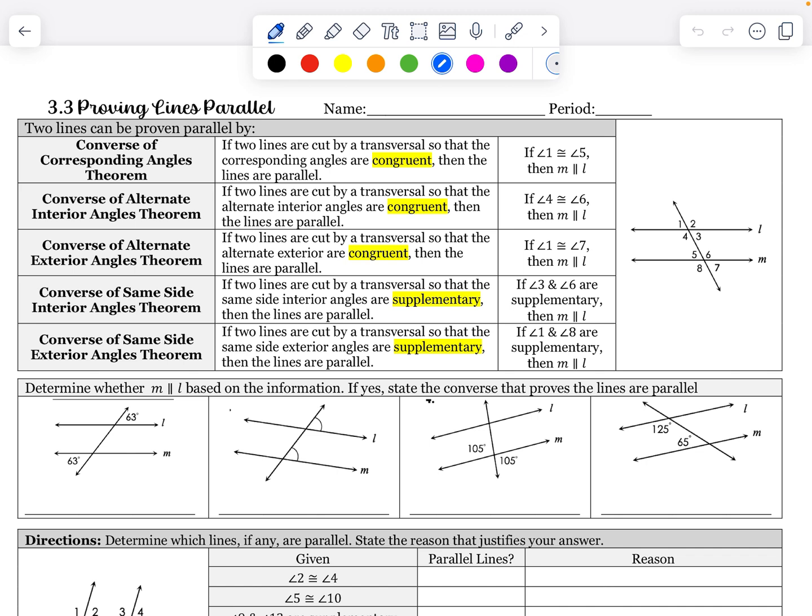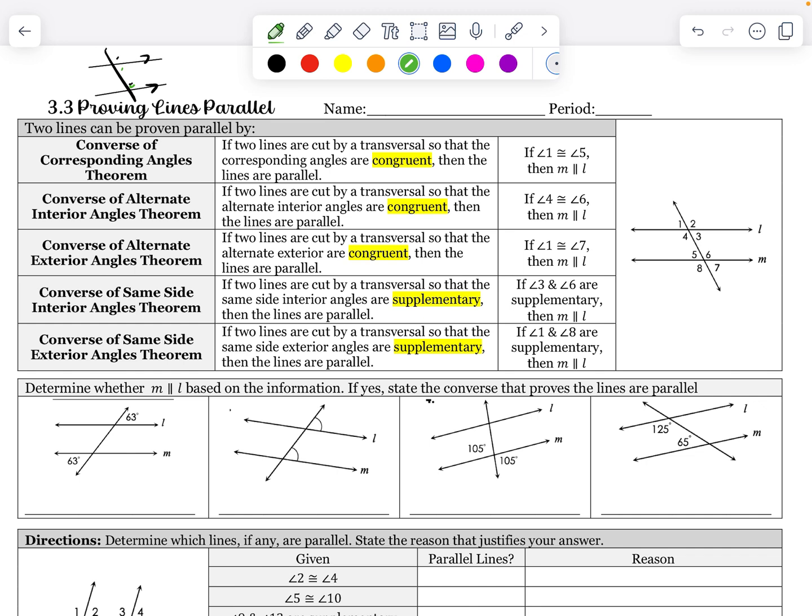On 3.2, I told you we had parallel lines, right? Like we have lines and they have those little arrows to tell me they're parallel. Whenever you have parallel lines, then we know we've got corresponding angles that are congruent, same side interior angles that are supplementary, et cetera. So today we're working backwards.